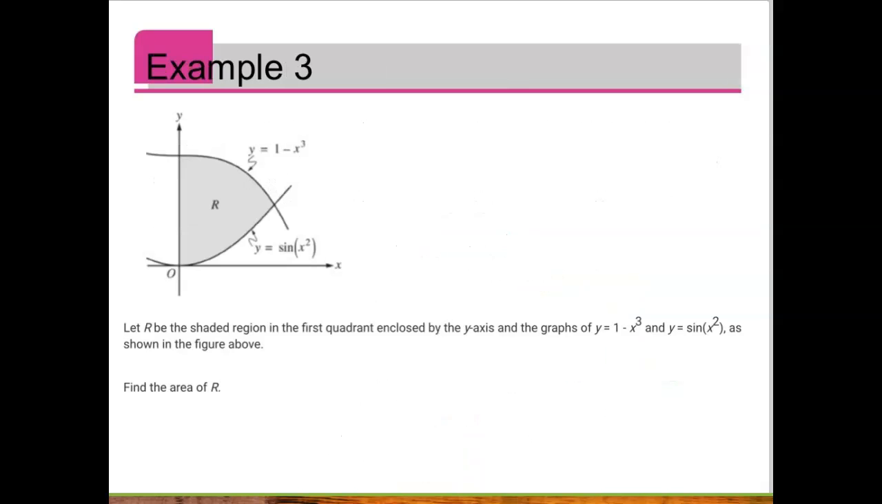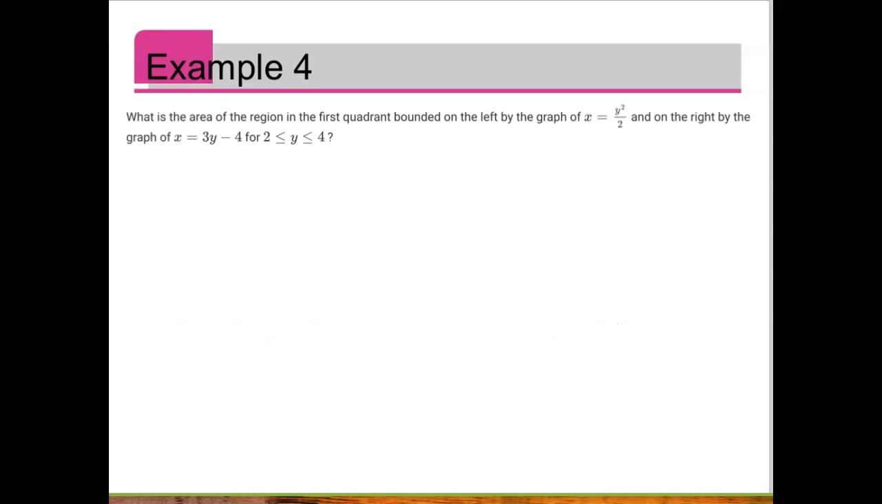All right, so here's an example. Oh, that's not a right minus left. Let's do this one. What is the area of the region in the first quadrant bounded on the left by the graph of x equals y squared over 2, and on the right by the graph of x equals 3y minus 4 for y between 2 and 4? Now, you may not know what these graphs look like, which is fine in this case because they tell you the orientation of the entire thing, right? So the area, we're going to set this up, is the integral.